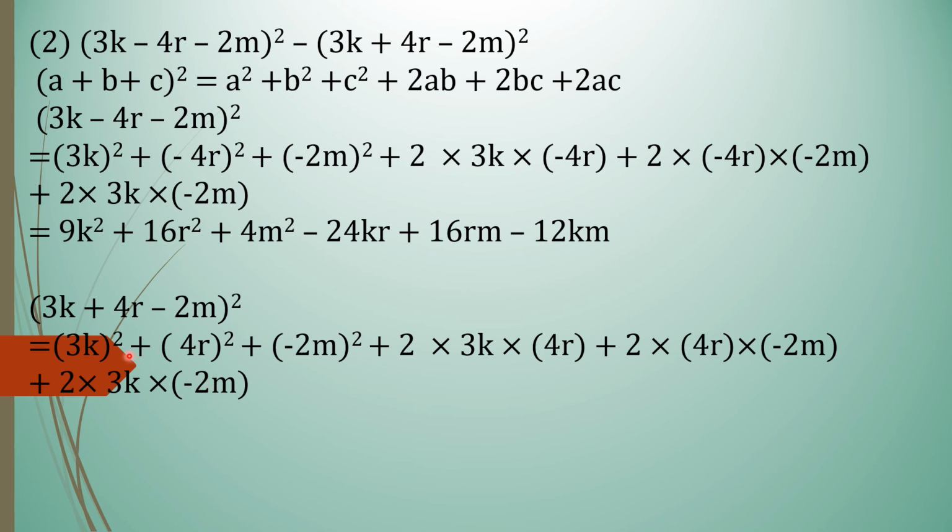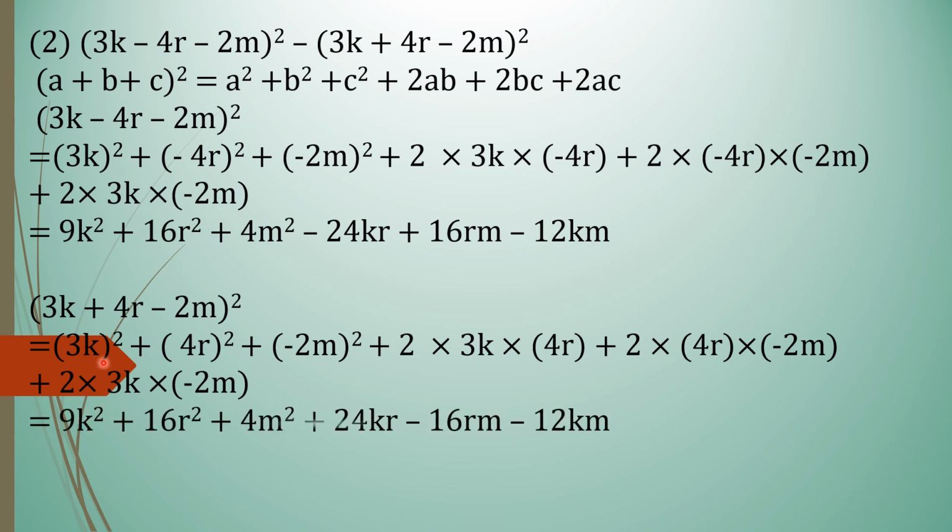So now we'll remove from the bracket, the numbers will remove from the bracket and write down next step, that is 3k the whole square will become 9k square plus 4r the whole square will become 16r square.